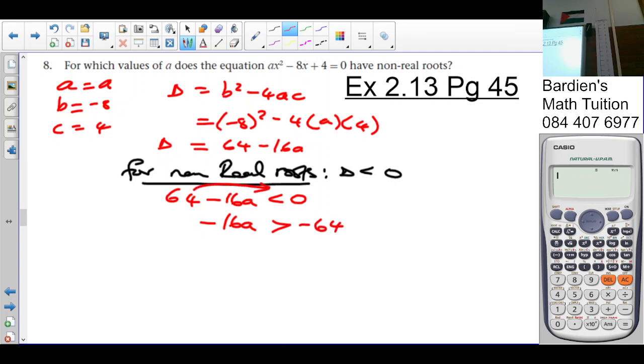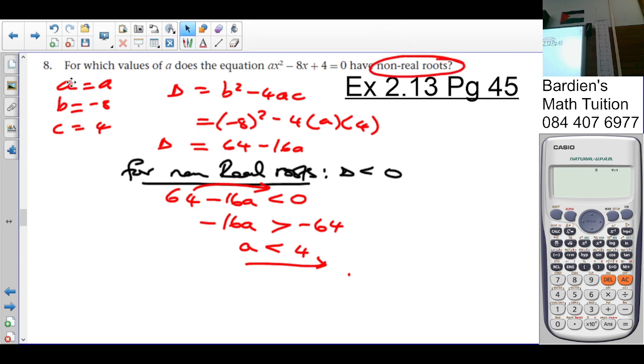As I took that over, divide by negative 16 on both sides. A has to be less than 4. So where did you go wrong? The black, yeah? But remember what did it say? For non-real roots, delta has to be less than 0. Okay. Any other issues? So as promised, I'm going to give you an exercise dealing with nature of roots.